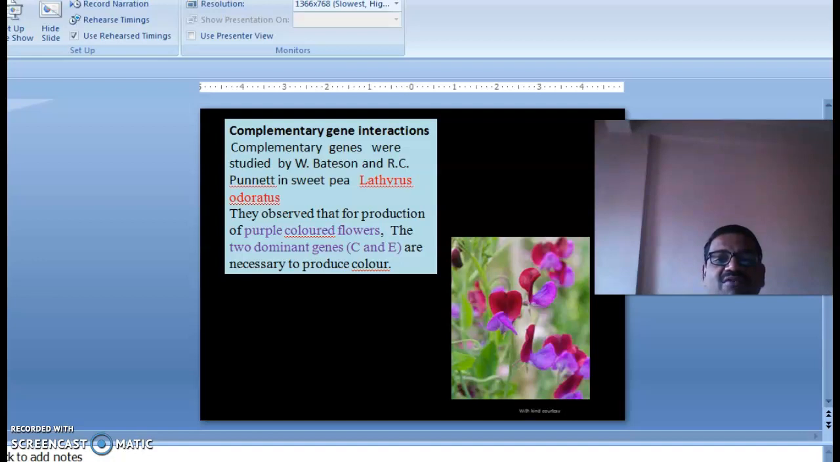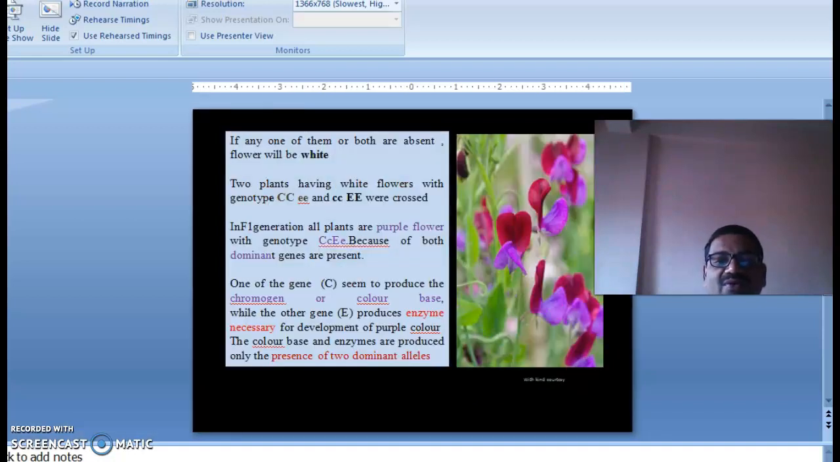First of all, we will see the complementary gene interactions. Complementary genes were studied by these two scientists, Bateson and Punnett, in sweet pea, that is Lathyrus odoratus. They observed that for the production of purple-colored flowers, the two dominant genes, capital C and capital E, are necessary to produce that color. If any one of them or both are absent, the flowers will be white.